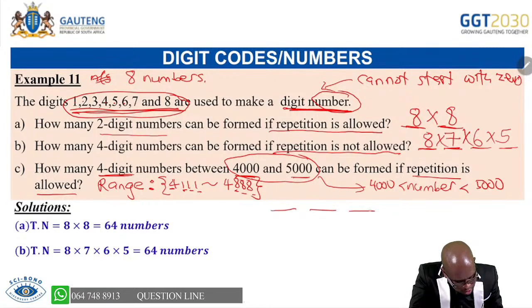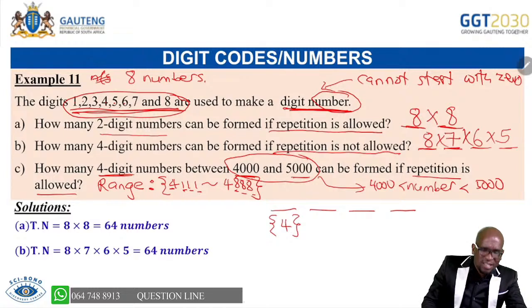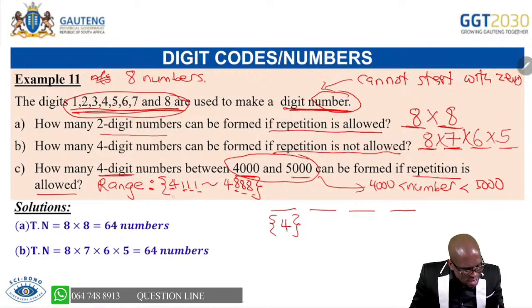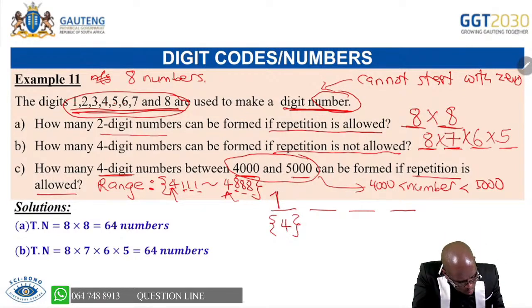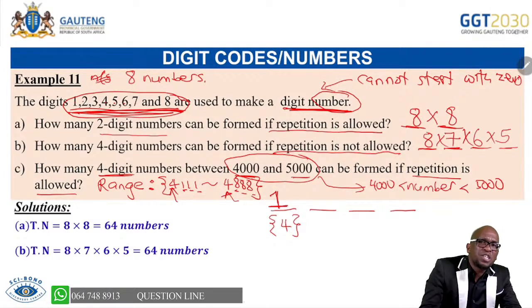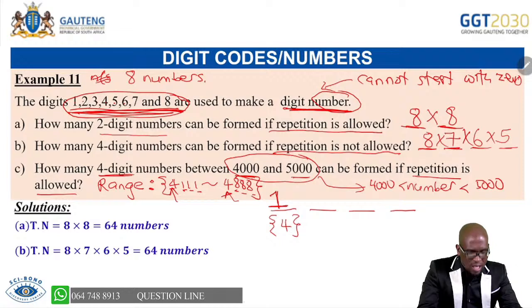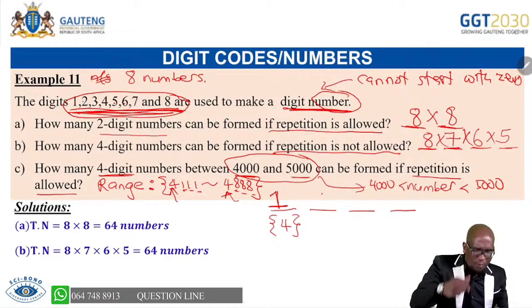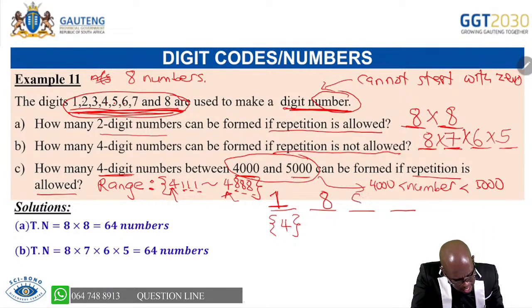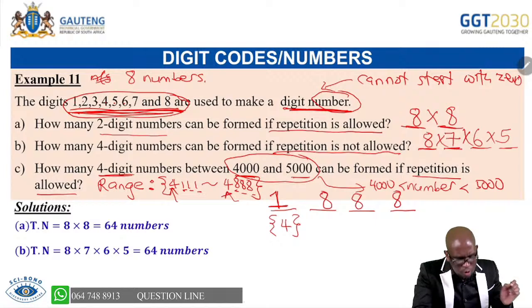A 4. So it's a 4-digit code, which means that the first value here, by all means necessary, must be a 4, because the lowest starts with a 4 and the highest starts with a 4 for the numbers that are between 4,000 and 5,000. So there's only one option there of using a 4, because there was one 4 in our original sample that was given. Now, the repetition is allowed, which means that here you can use any of the numbers, including the 4. So you have 8 options here, 8 options there, and 8 options there.